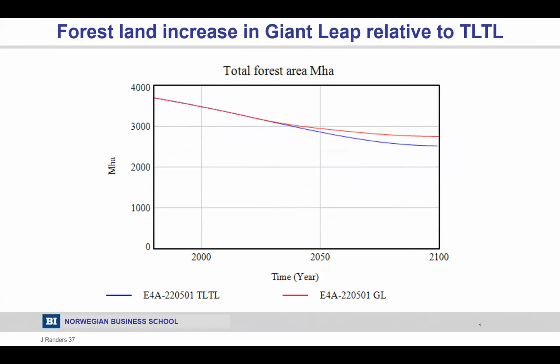The total forest area, there isn't very much we managed to do with the loss of biodiversity, but at least it's better than nothing.